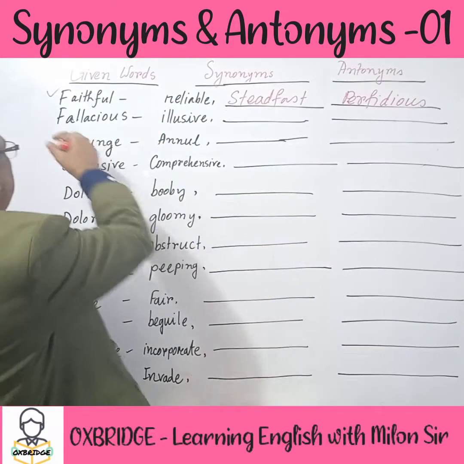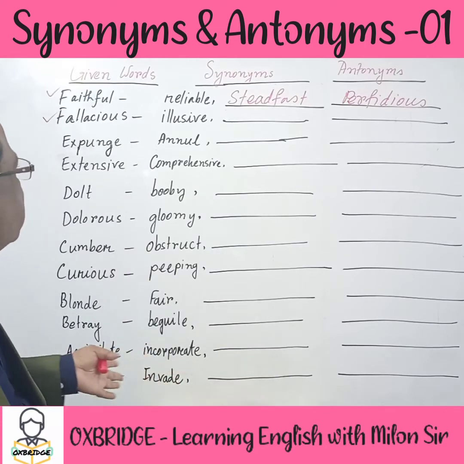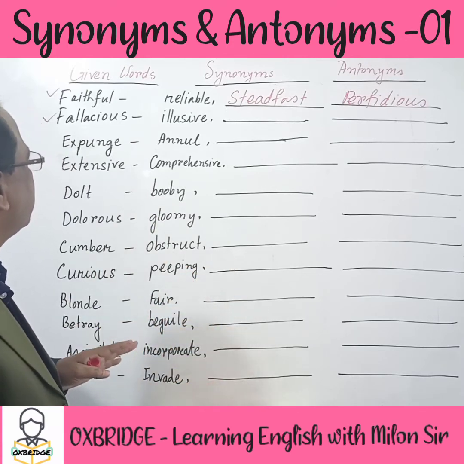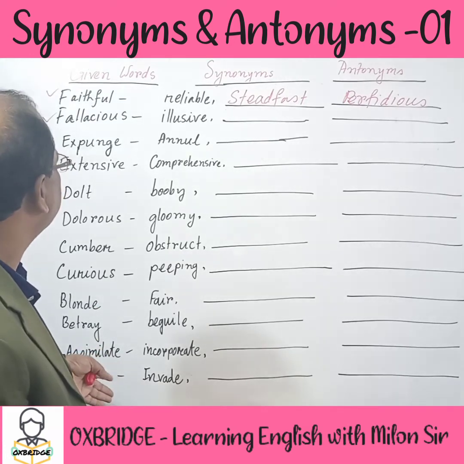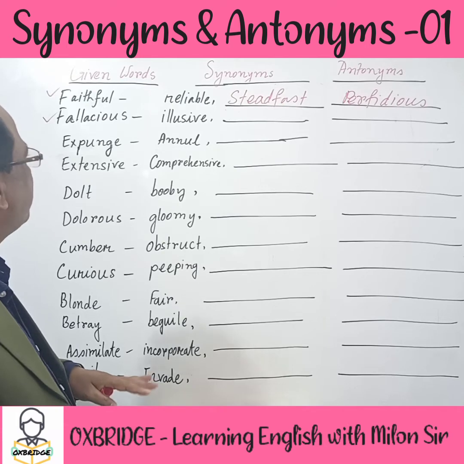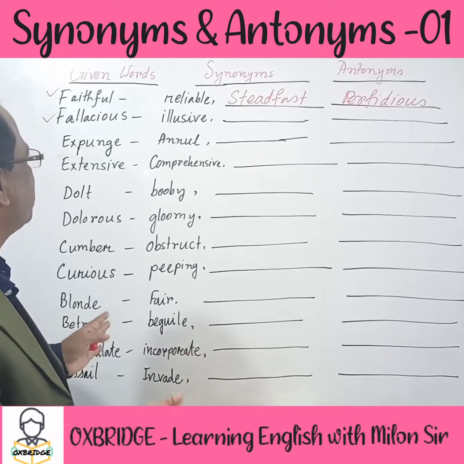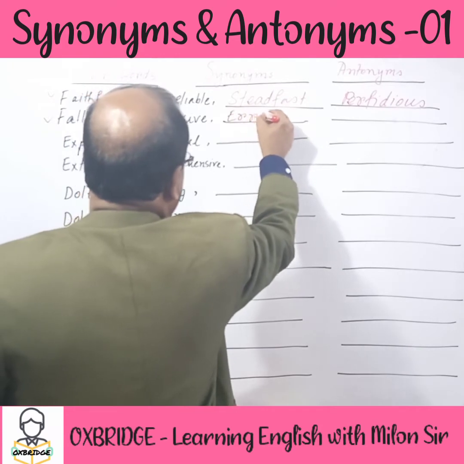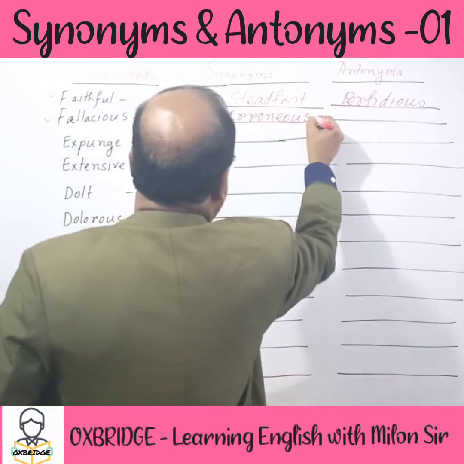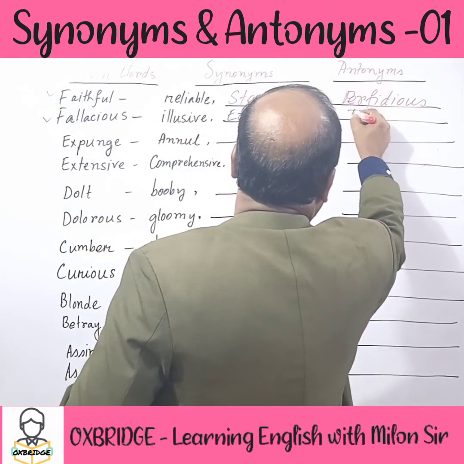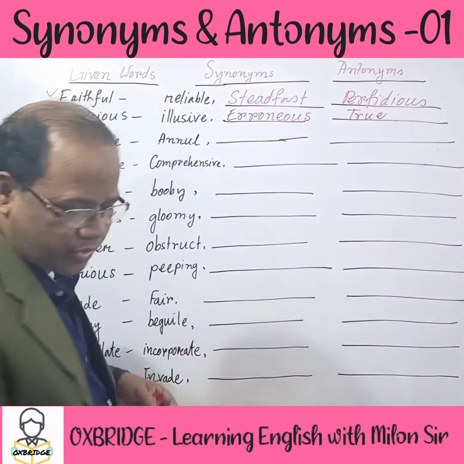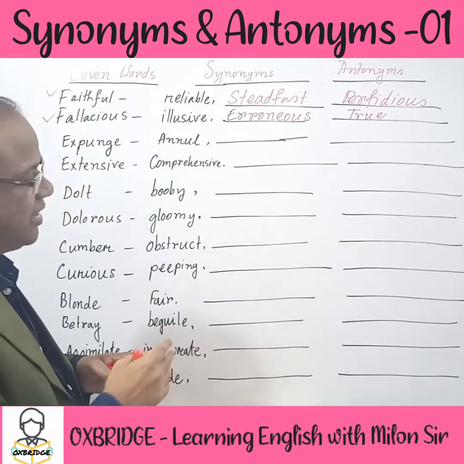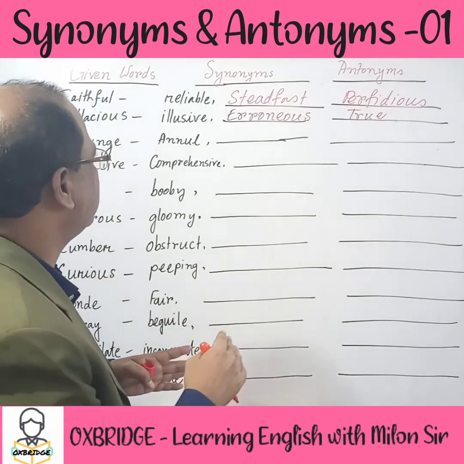Dear guys, so let's go for the second one. You can see on the board the second one, fallacious. F-A-L-L-A-C-I-O-U-S. Fallacious means elusive. So, what can be the perfect synonymous word for fallacious? We can write fallacious, erroneous, and their antonym can be true. So fallacious, elusive, erroneous are the synonymous words, and their antonym can be true.